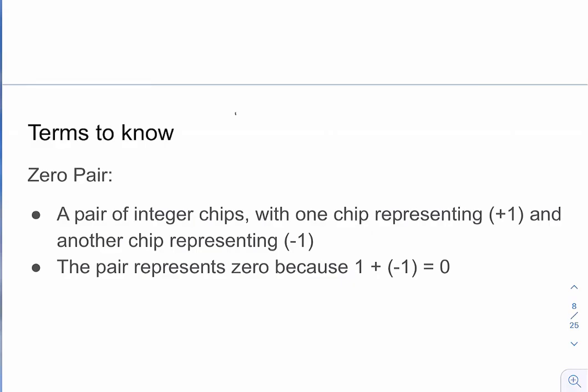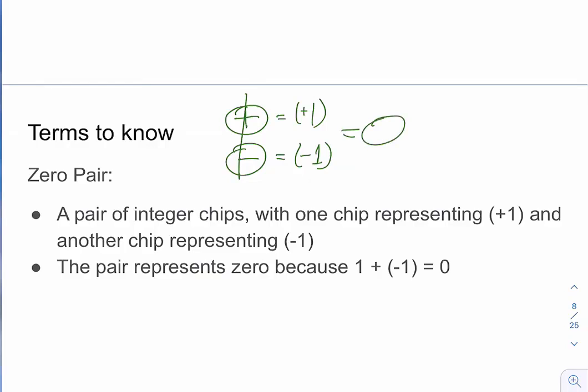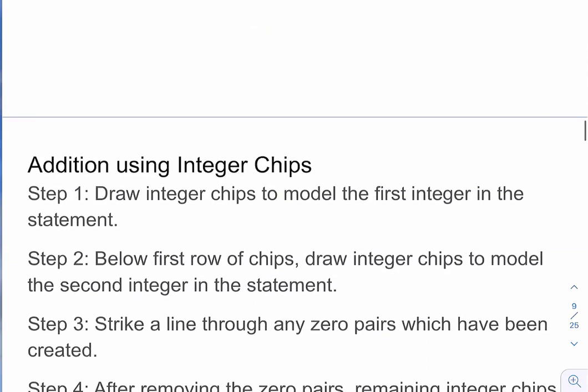For example, we're going to draw our chips as circles, and this would be a positive chip and this would be a negative chip. This one represents a positive 1, this one represents a negative 1. We'll put those in brackets there. When I put those two together, they're called a zero pair because that pair equals 0. You have to know what a zero pair is going forward to do addition, and later on when we do subtraction. So let's look at the rules now.